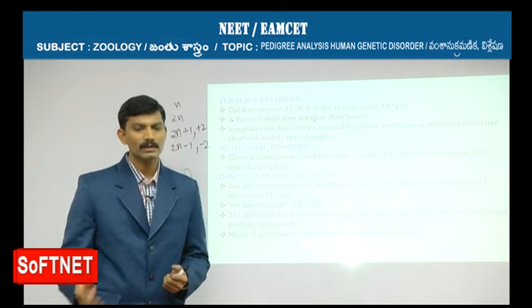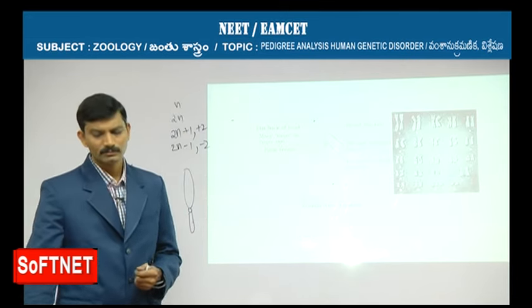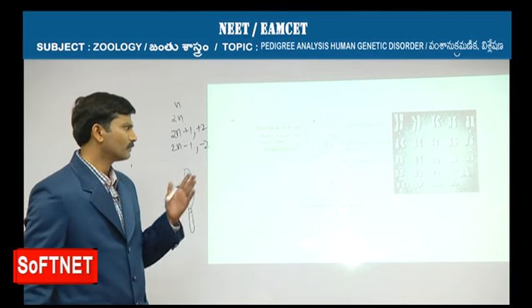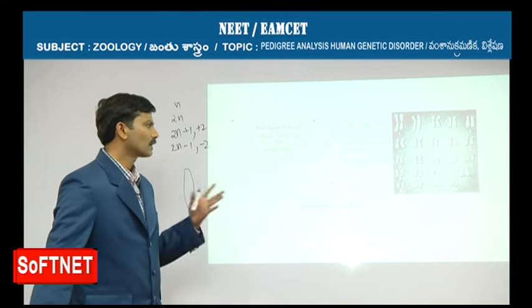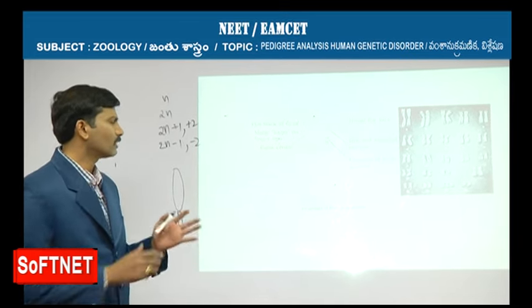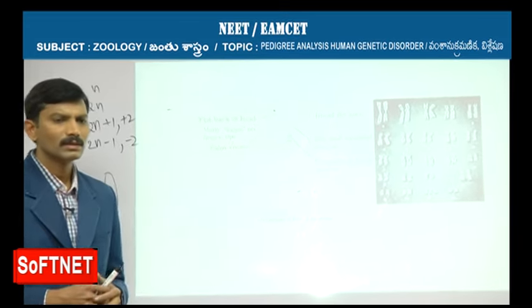And in case of Down syndrome, the individuals have a broad flat face, a big and wrinkled tongue, congenital heart diseases, a flat back of the head, and many loops on the fingertips. If you look at the karyotype chart, you can see that an addition of the 21st chromosome is also seen.